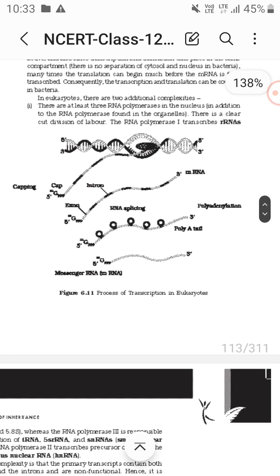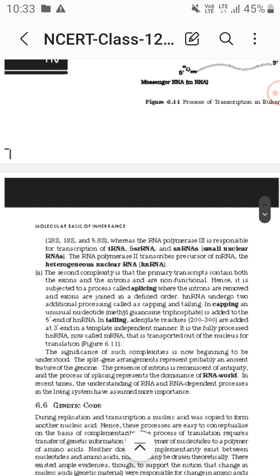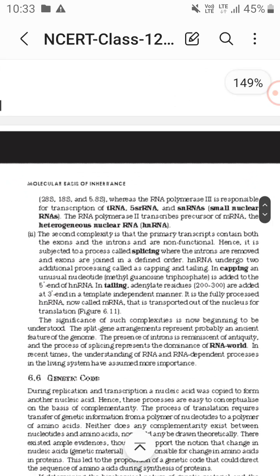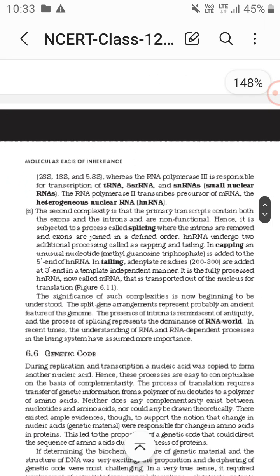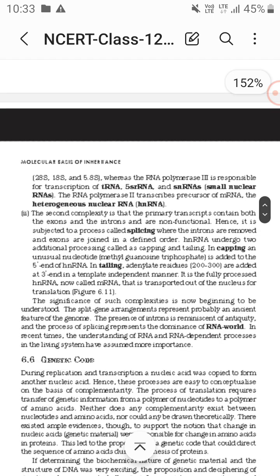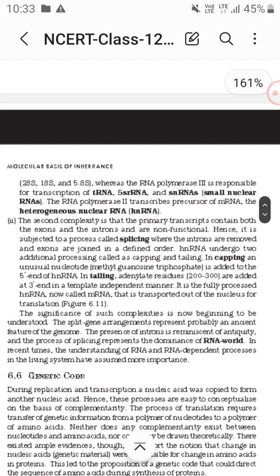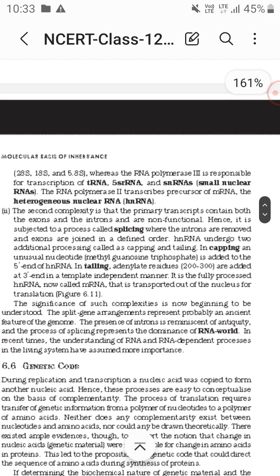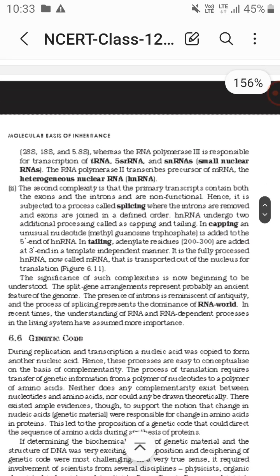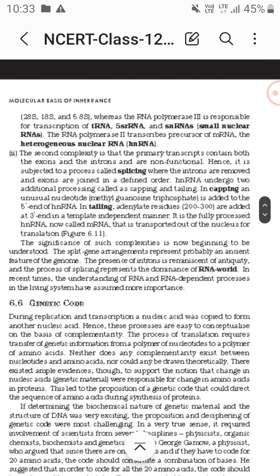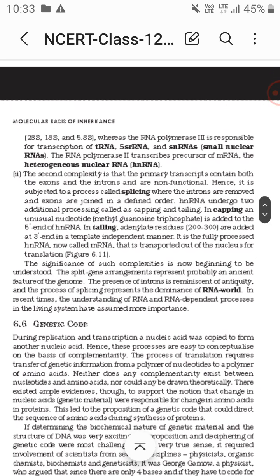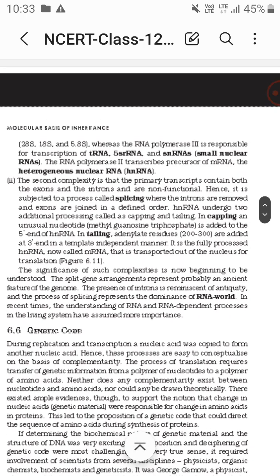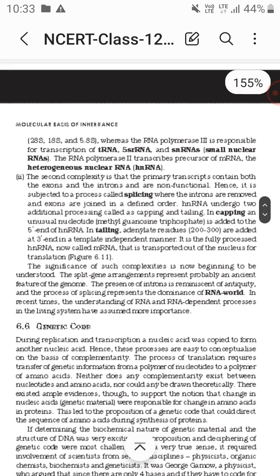RNA polymerase 1 transcribes rRNAs, which can be 28S, 18S and 5.8S. RNA polymerase 3 is responsible for transcription of tRNA, 5S rRNA, and snRNA, the small nuclear RNAs. RNA polymerase 2 transcribes the precursor of mRNA, that is the heterogeneous nuclear RNA, hnRNA.